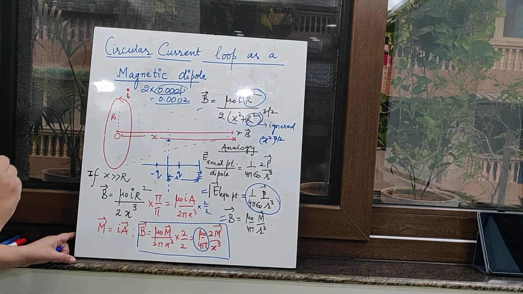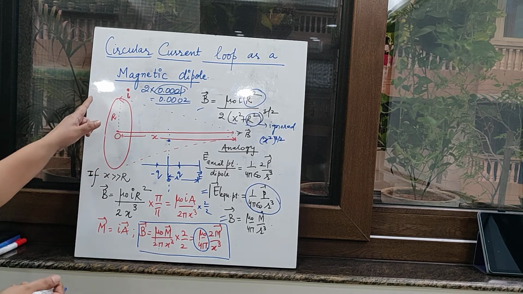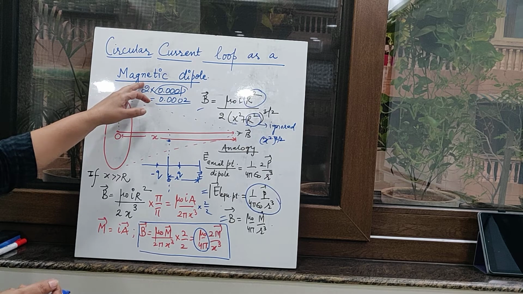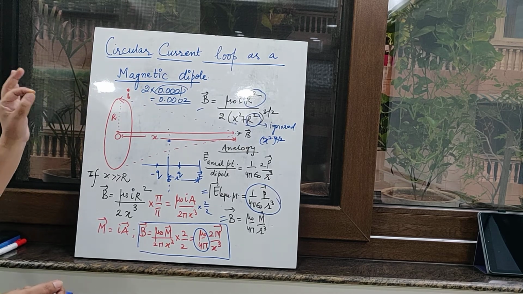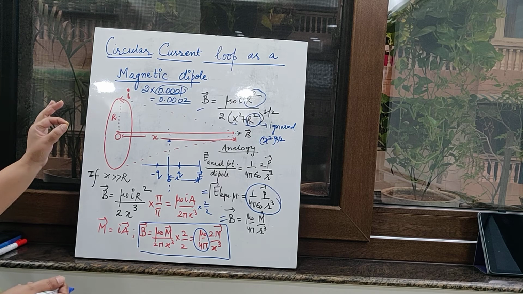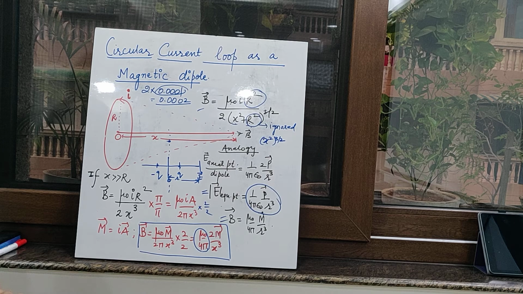So we can say that a current carrying circular loop behaves like a magnetic dipole when the value of magnetic field is to be calculated at a very far off point from the center of the loop.